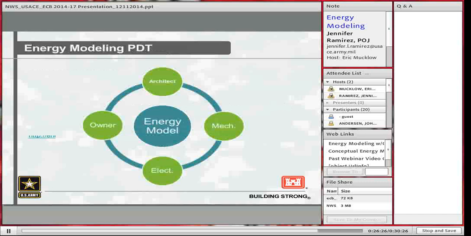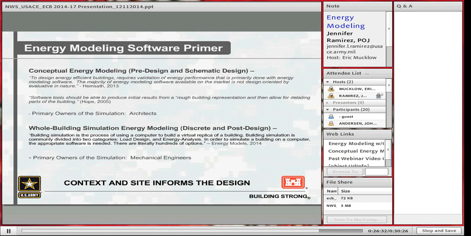And who runs the actual energy modeling program? Is that something the mechanical engineer does, or the architect, or... It depends on the phase of design. So when you consider the conceptual energy model, that's something that the architects would typically do.